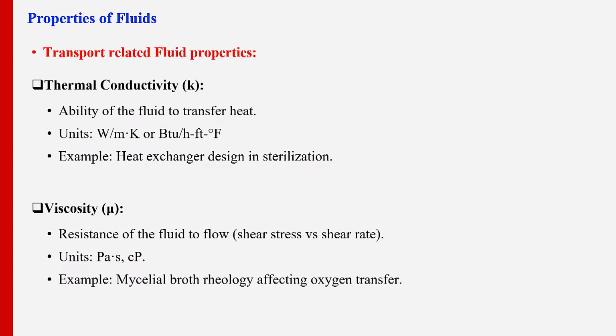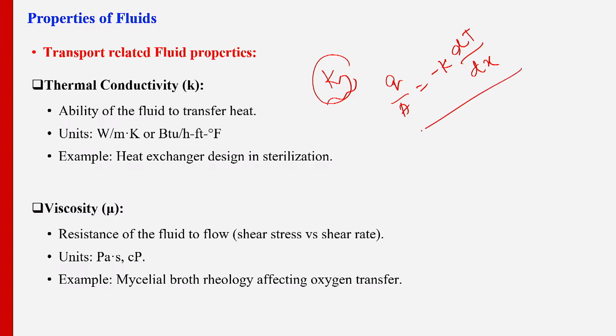Next one is thermal conductivity, K. Normally thermal conductivity is used in conduction, and we already know the famous Fourier's law of heat conduction: Q by A equal to minus K dT by dx. There we always use thermal conductivity. The K units are watt per meter Kelvin, and the value is already given in watt per meter Kelvin. In other systems you can write British thermal units, but try to always use SI units, so that it is easy for us to solve.